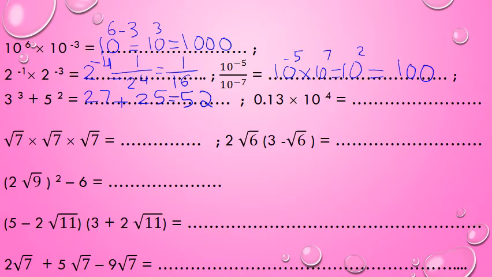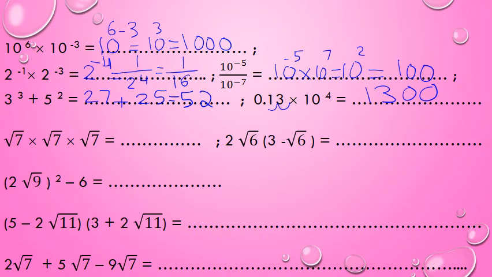Now, Badia, 0.13 times 10 to the power 4. We are multiplying a decimal number by a power of 10. Where do we move the point? When we multiply by a positive power of 10, we move the point to the left or to the right? To the right. We move it how many digits? 4 digits, 1, 2, and how many zeros do we add? 2 zeros. Please raise your voices.